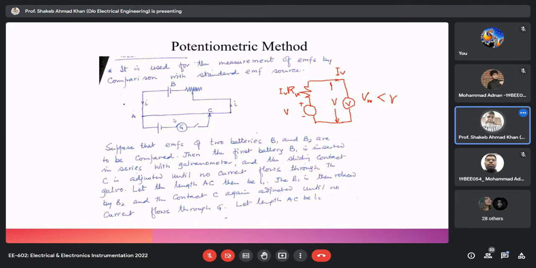You must have done an experiment with the sliding wire and galvanometer, and then null deflection. Yes, sir.